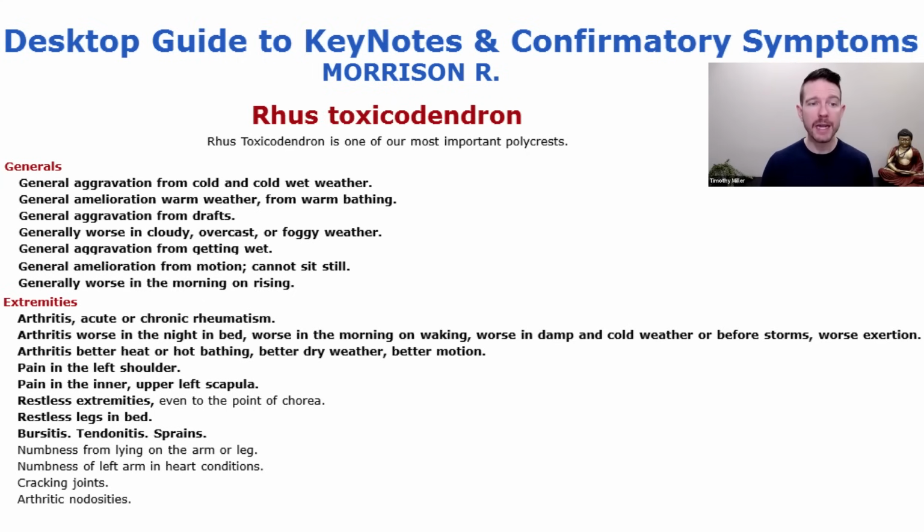It says Rhus toxicodendron is one of our most important polycrests. Well, what's a polycrest? What a polycrest means is it is a remedy of many uses. It's a very helpful remedy, and it's a commonly used remedy because it's very useful. It's kind of like, what can't you do with duct tape? You know how some things are more useful than other things, like duct tape.